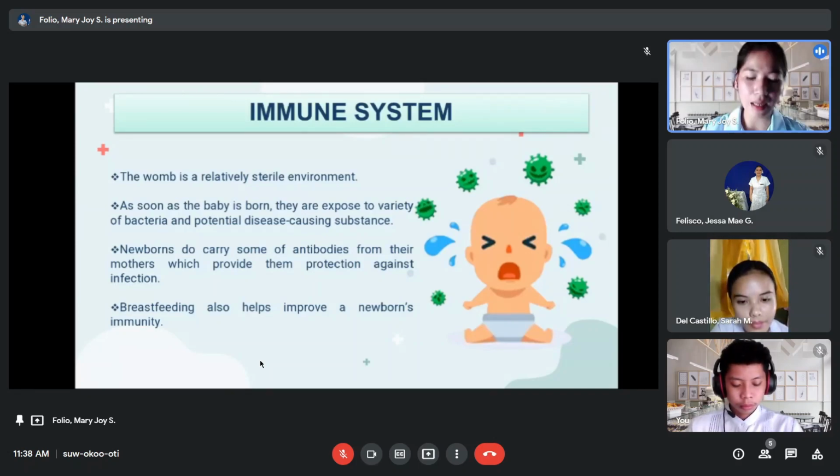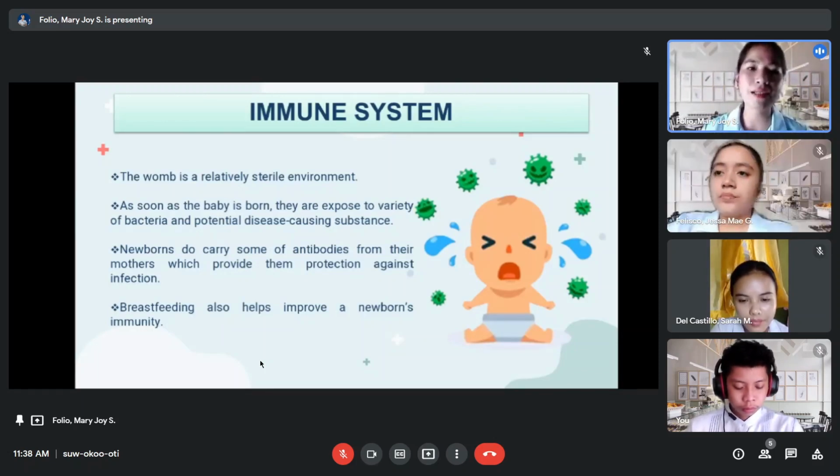So as we all know, the baby's immune system is not as strong as that of adults. So breastfeeding and vaccinating the baby will help protect them from serious illness. So antibodies are passed from mothers to baby through the placenta during the third trimester, and this gives the baby some protection when they are born.